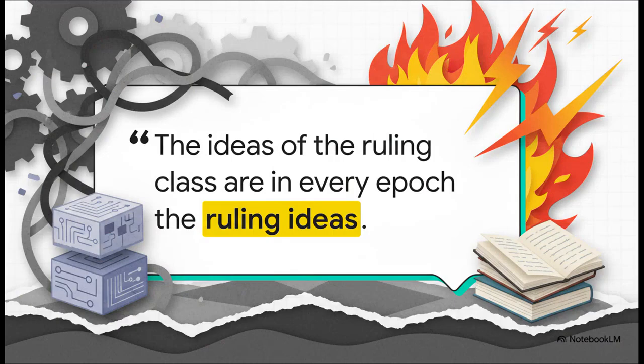And this quote from Marx and Engels really nails it. The ideas of the ruling class are in every epoch the ruling ideas. Think about that. It's a bold statement. It's basically saying that whichever class controls the economy also controls the conversation. They control the dominant ideas floating around in a society. But that leads to a huge question, right? How does that actually work? How does one group's way of seeing the world become the common sense for practically everybody?